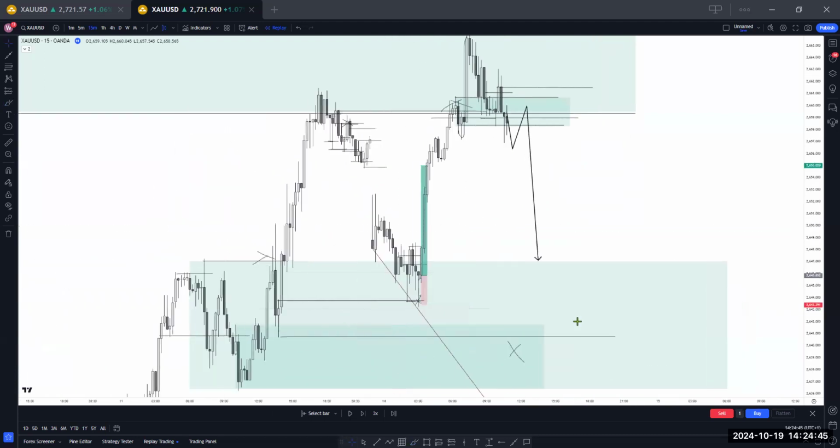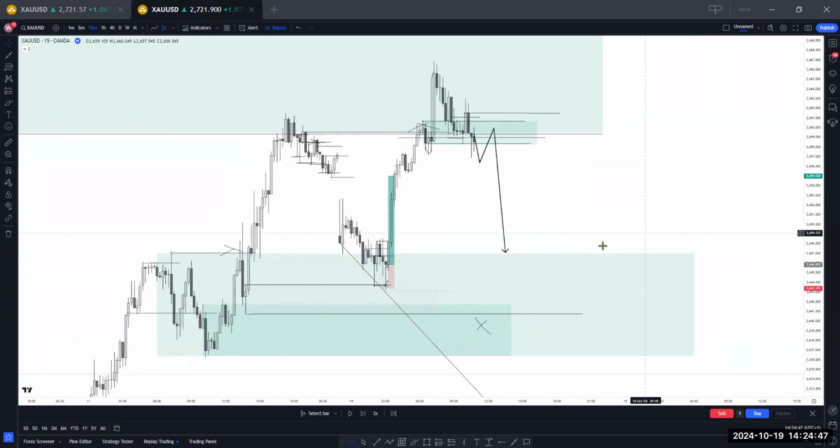So yeah, still on M15. And what will be our targets? One of the decent targets is all these mitigations that we have below. But first of all, we can have a fresh target here because this is a breakout SNR. This breakout SNR is also a gap level, so price can come to this portion first.